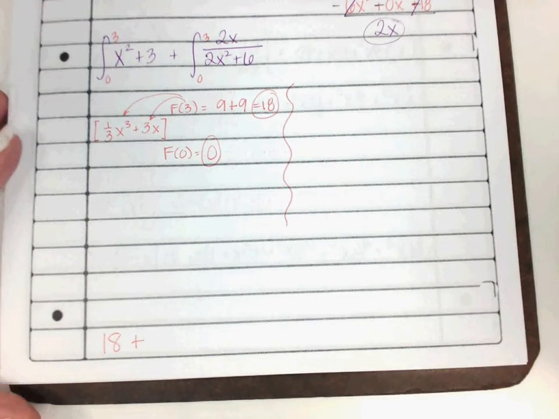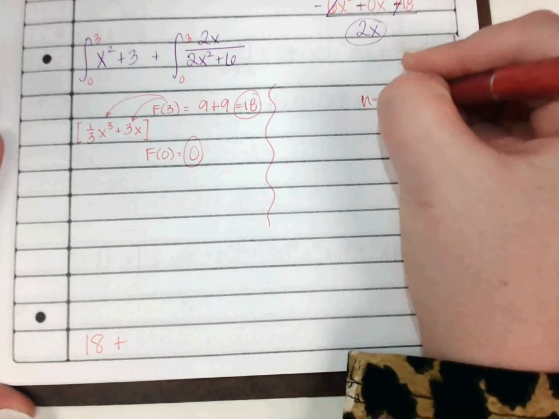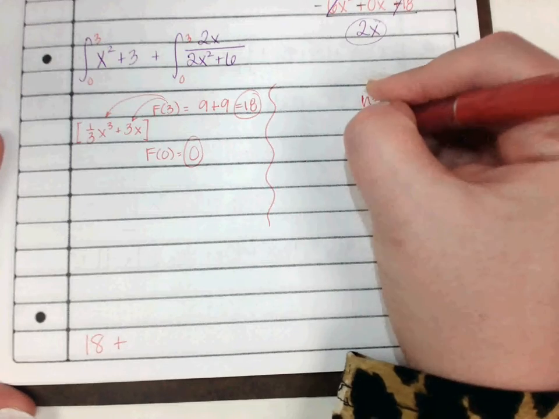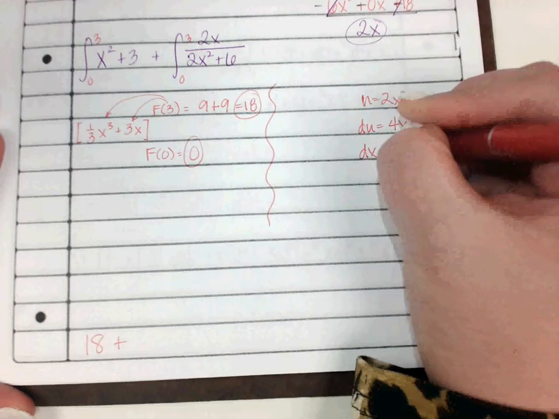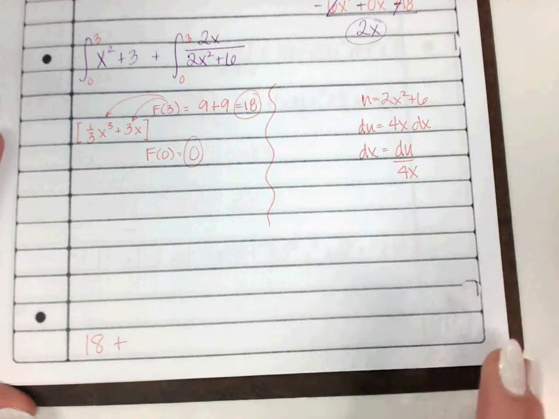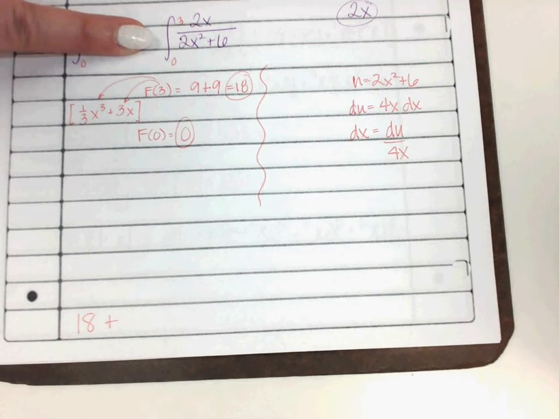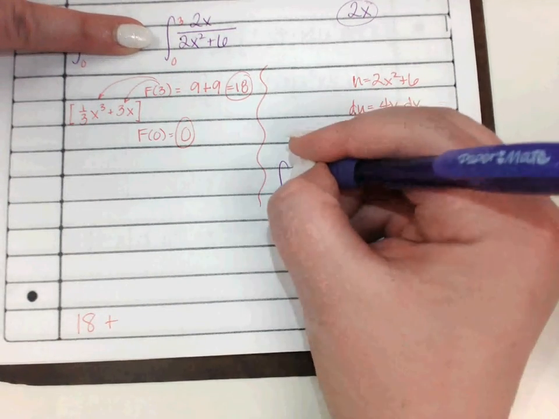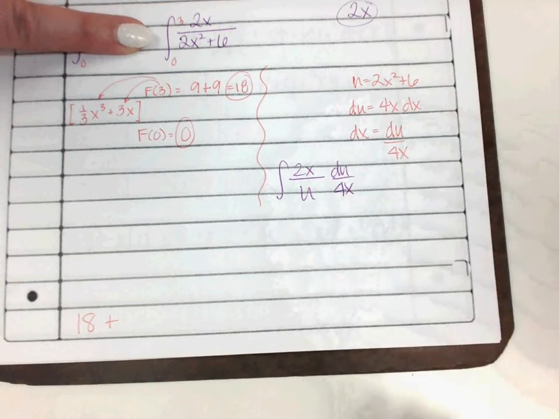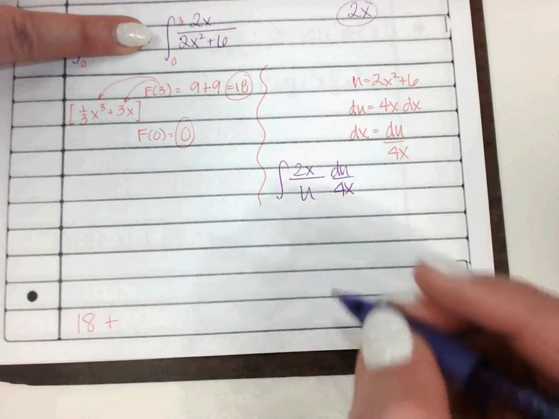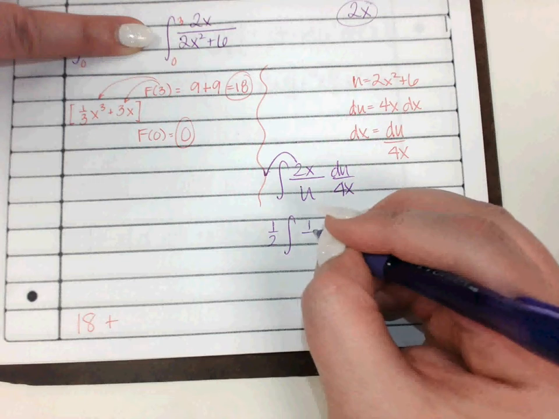Okay, what is my u going to be on the second integral? 2x squared plus 6. What does that make my du? 4x dx, which makes dx du over 4x. Good so far? Okay, we're rewriting only this part of the integral. So I have a 2x on top over u, and then I have a du over 4x on the bottom. The x is crossed out. What constant do I pull to the front? 1/2 integral 1 over u du.